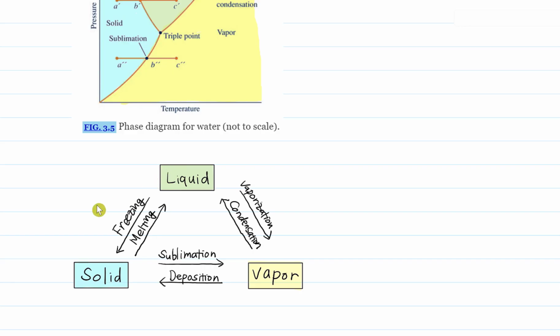We know that phase change from liquid to solid is freezing. The inverse of freezing is melting. The phase change from liquid to vapor is vaporization. Inverse is condensation. The phase change from solid to vapor is sublimation, and the inverse of sublimation is deposition.